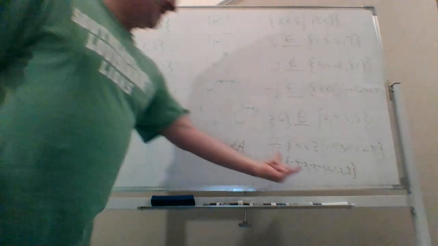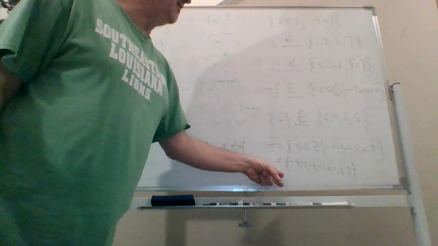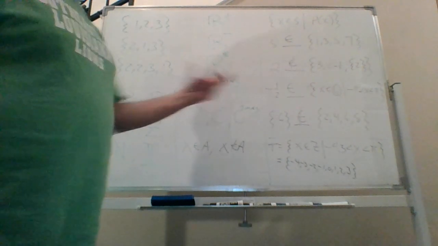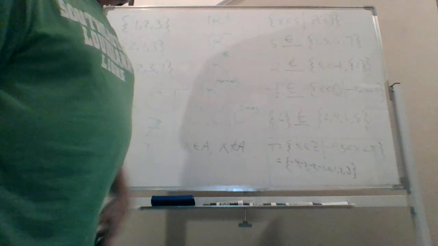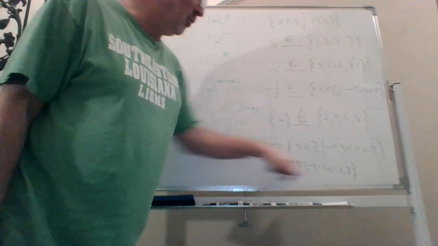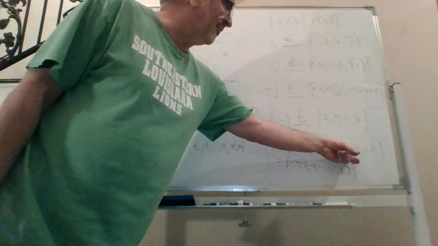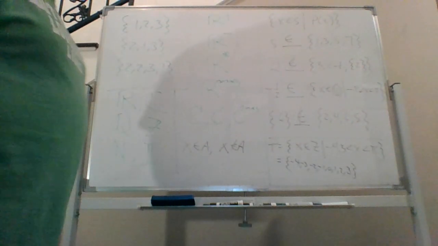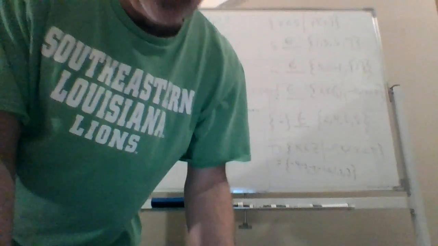Normally, if it's a small set, you just write out the elements like we did here. If it's a larger set, then you want to use the set builder notation. Again, if this had been, for example, x in the real numbers, you couldn't just write the list because there's an infinite number of real numbers there. Okay, so that's the first page.